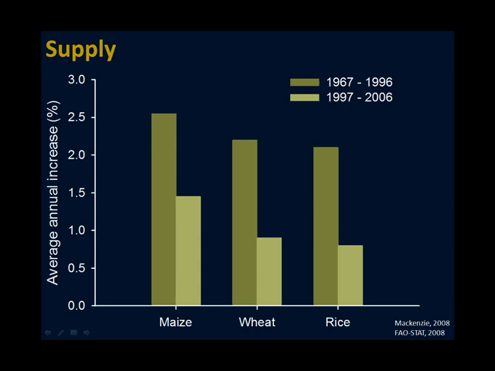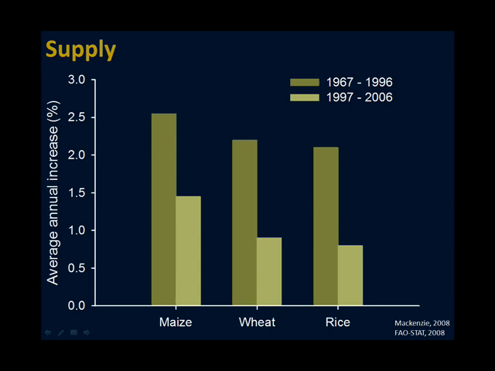On this graph, we have the increase in supply for three grains, corn, wheat, and rice. And on the y-axis, we have the average annual increase in percent. As you can see, between 1967 and 1996, the increase in these grains was somewhere between 2 to 2.6% per year. More recently, since 1997, we have seen the increases in these grains range from about 0.8% upwards of about 1.5%. If we are going to keep up with demand, we're going to need to find a way to produce more food on a yearly basis, at a percentage greater than the 1.5% that we see here.